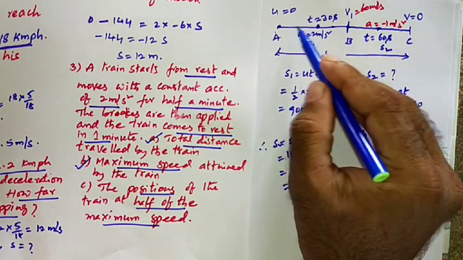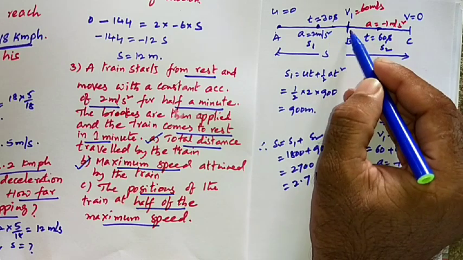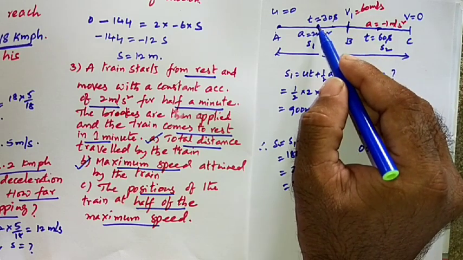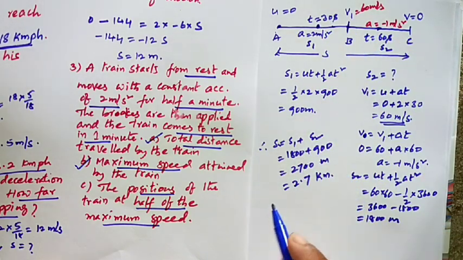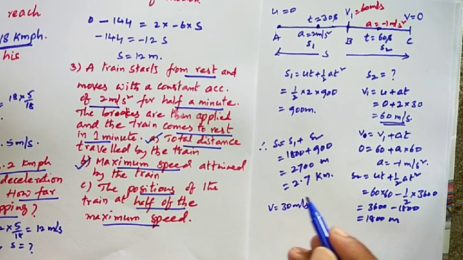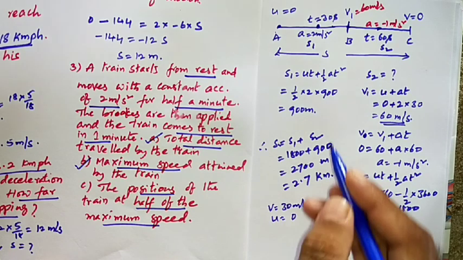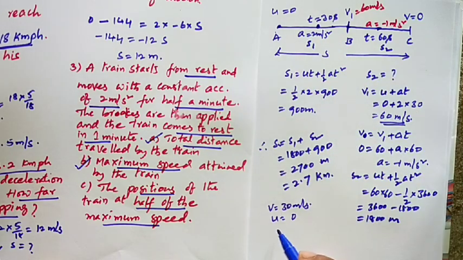First let us calculate this position from A to B. Where is the body at 30 meters per second? Now final velocity, let us take 30 meters per second. What is the initial velocity? 0. Now what we need to calculate? Acceleration is 2 meters per second square. Position we need to calculate. So v square minus u square is equal to 2as.